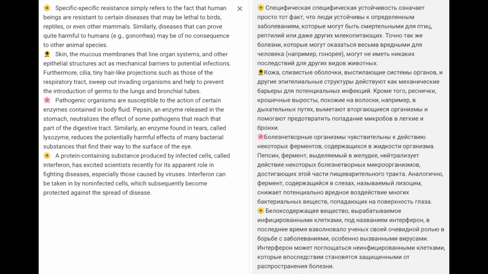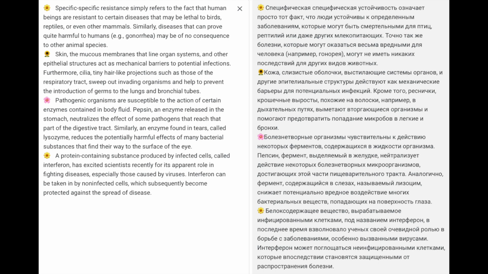Skin, the mucous membranes that line organ systems, and other epithelial structures act as mechanical barriers to potential infections. Furthermore, cilia, tiny hair-like projections such as those of the respiratory tract, sweep out invading organisms and help to prevent the introduction of germs to the lungs and bronchial tubes.